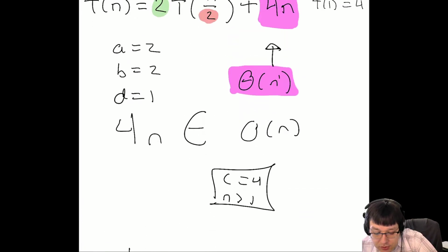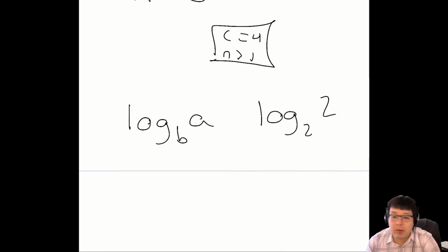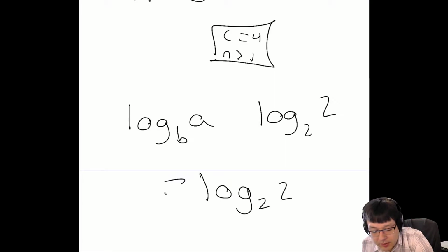Since B is 2 and A is 2, this is basically doing log 2, 2, right? So 2 to what power is equal to 2? Just 1, okay? So essentially, the answer to log B of A is just 1, okay?